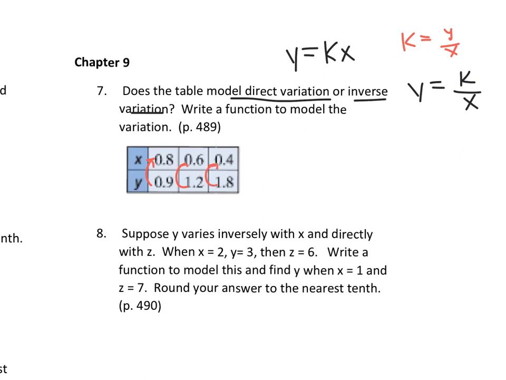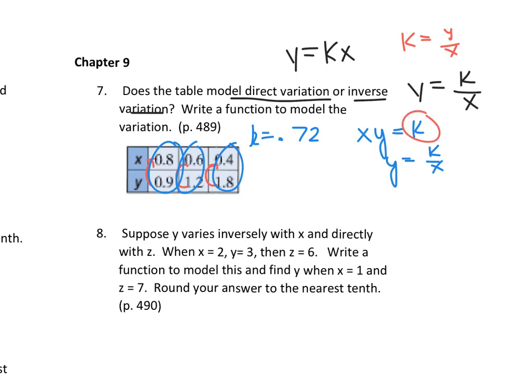In this case, you don't, because 0.9 divided by 0.8 is not the same thing as 1.2 divided by 0.6. So then to check for inverse variation, this would mean that xy equals k, or y equals k divided by x. So if you multiply x times y, you're going to get the same number. In this case, it's 0.72. So that's your k, your constant of variation. So my equation is going to be xy equals 0.72. You could also write it as y equals 0.72 divided by x, but you don't want to mix fractions with decimals.